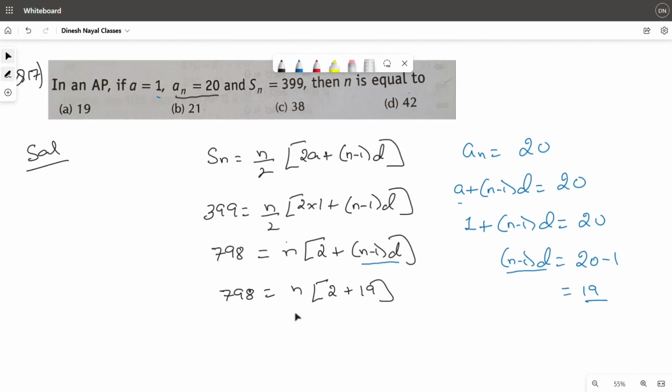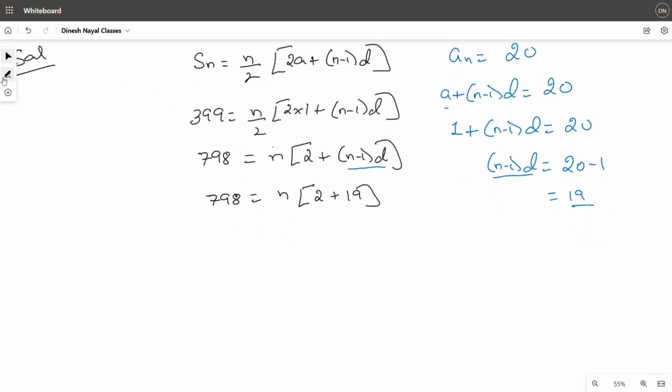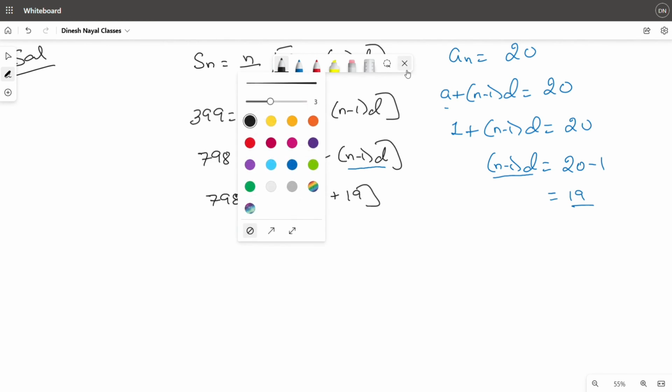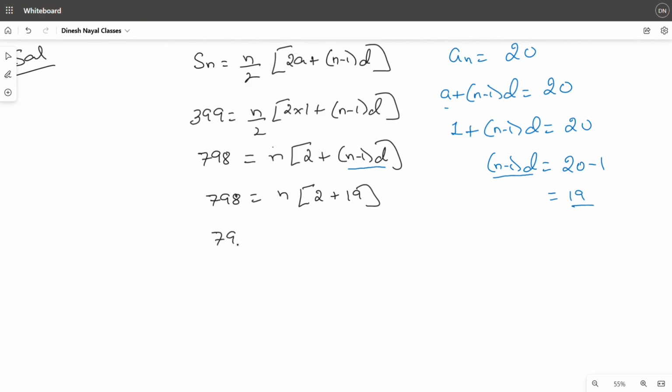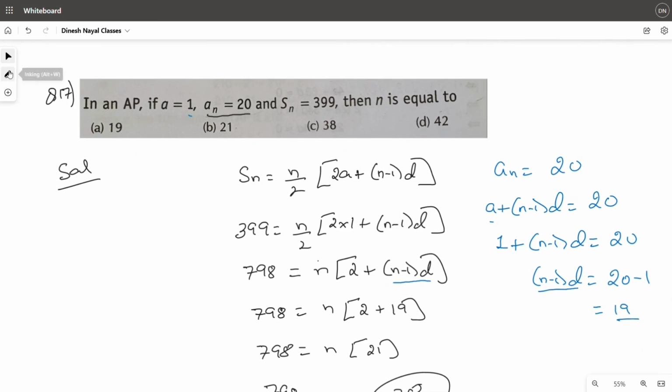So 798 equals 21n. So n is 798 by 21, cross multiplying. So that is n equals 38. So the value of n is 38. So the C part, C is the correct answer.